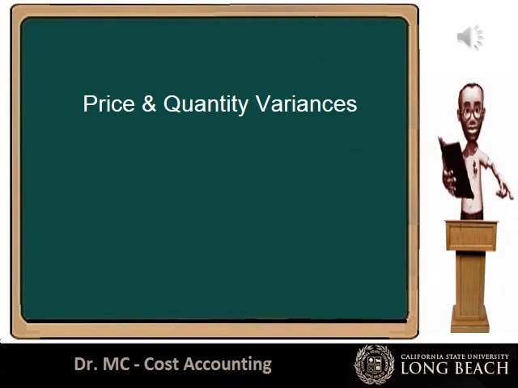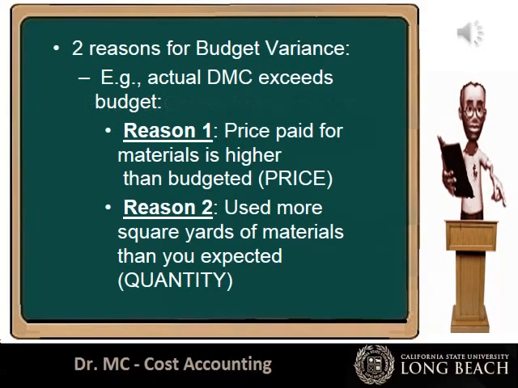We will now discuss price and quantity variances. There are two reasons why a firm might go over or under budget. Imagine that you are making t-shirts for your club to sell to raise money. You budgeted the cost of the cloth to make those t-shirts at $1,000 and you spent $1,100. Why did you go over budget? One reason might be that you thought you were going to use 1,000 square yards costing $1 per square yard, and you paid $1.10 for your 1,000 square yards.